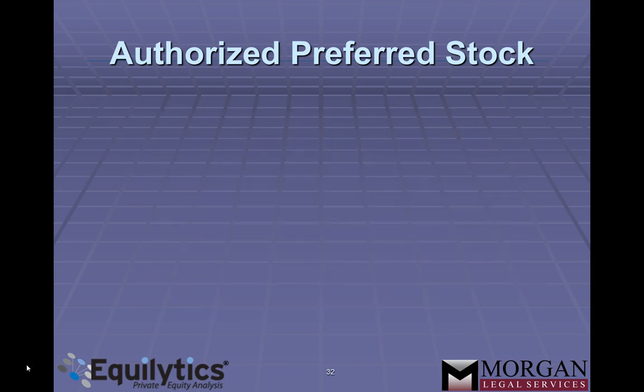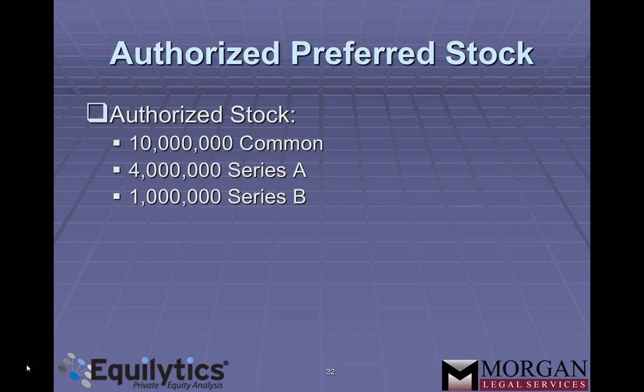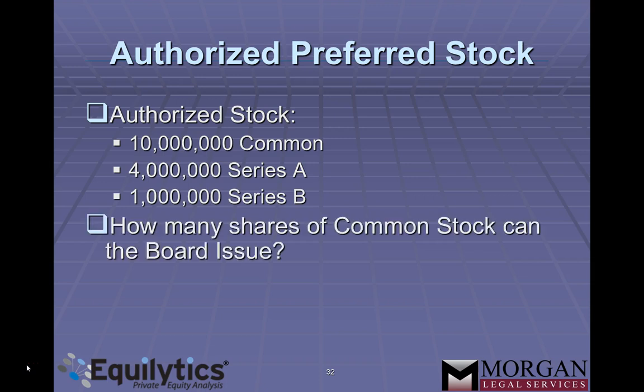All right, so what do we have? What have we authorized? What do we look like? By summary, 10 million shares of common is authorized, 4 million shares of Series A, 1 million shares of Series B. Okay, simple, straightforward, easy, right? How many shares of common stock can the board issue given this authorization?